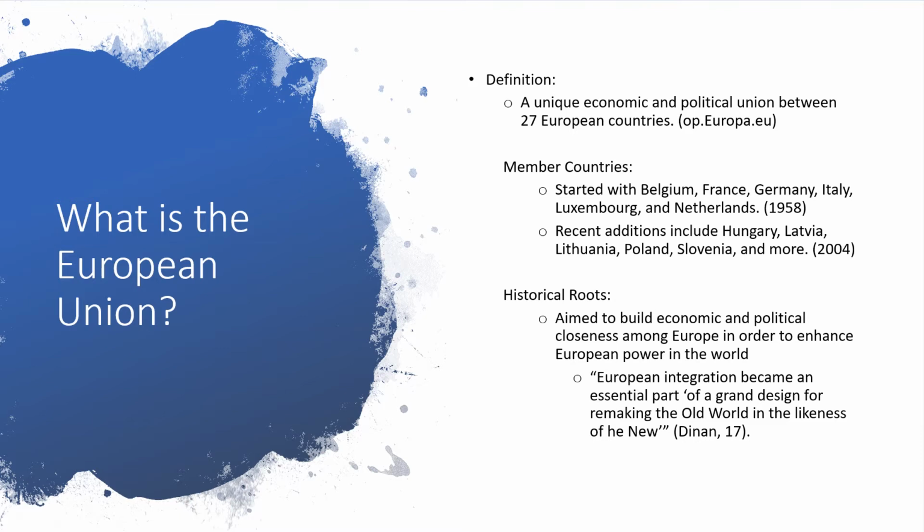European integration became an essential part of a grand design for making the old world in the likeness of the new. Essentially what this is saying is the whole purpose of having the European Union was to look towards the future, to see how working together can bring about economic growth for all the member countries, as well as political change that could reduce poverty throughout areas, as well as introduce more surrounding countries into the same field of acceptance and to work together to achieve better goals for all of Europe.